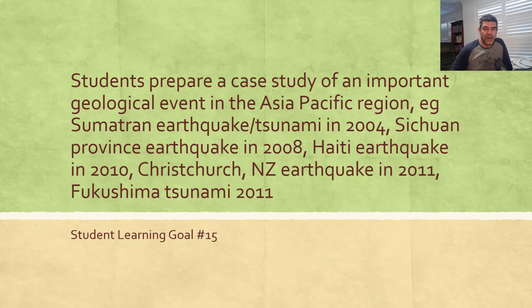Now, recent times, we're looking at the last 15, 20 years, just so that gives you a little bit of a broad range of events that you can look at. This might include the Sumatran earthquake, the Sichuan province earthquake in 2008, the Haiti earthquake, Christchurch, or the Fukushima tsunami. Obviously, there's plenty of other things that you can look at here. We've just given you a small list of things that you can select from, maybe an area that you visited or that you know, that you can look at in a little bit of detail because it has more of a personal link to you.